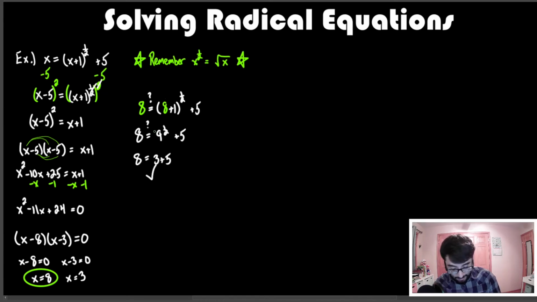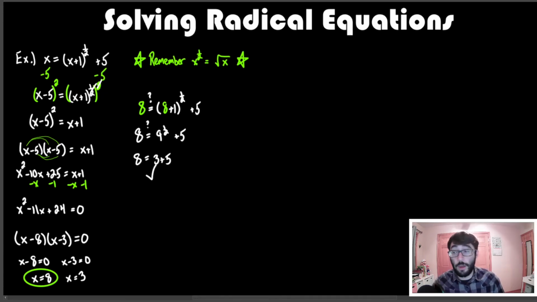And I get 8 is equal to 9 raised to the 1/2 power plus 3. Remember, 9 to the 1/2 is just the square root of 9, which is 3. We get 8 is equal to 3 plus 5. That checks out, so 8 is definitely an answer. Now, that doesn't mean 3 isn't an answer, but it also doesn't mean that it is. So we actually need to double check that.